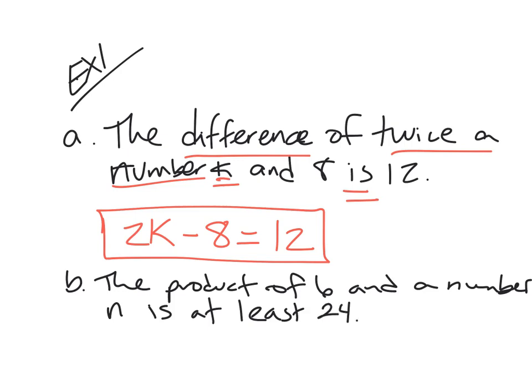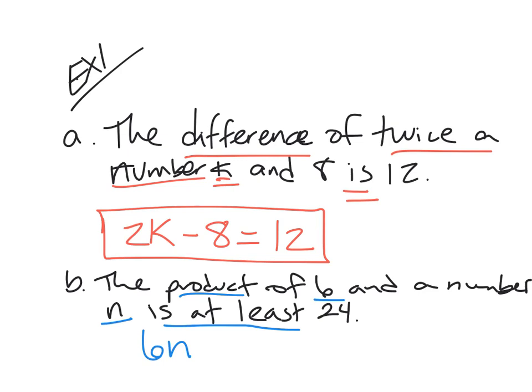All right, for B, the product of 6 and a number n is at least 24. Okay, so what's product mean? Multiply. So we're going to multiply 6 and a number n. So you're going to say 6n. And then it says is at least. So what kind of sign is that going to be? Is at least is usually an equal sign. At least means that the answer to this is going to be at least, at minimum, 24.